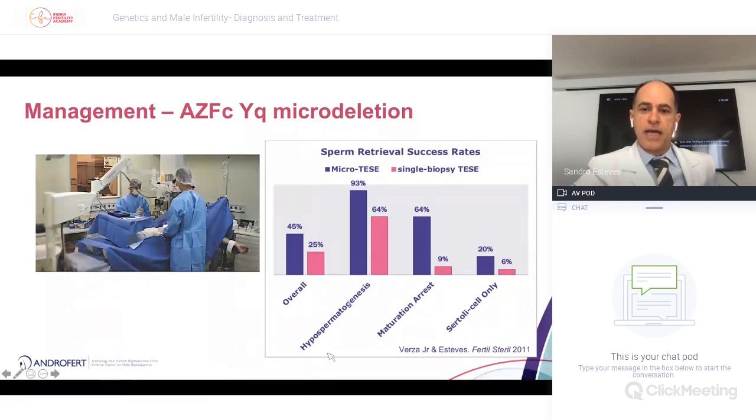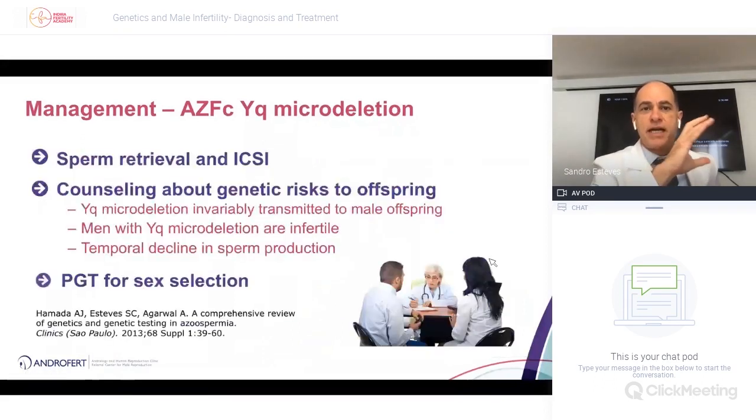So as you can see, a very high success rate in hypospermatogenesis, 64% in maturation arrest, and 20% in Sertoli cell only. Even in the worst case scenario, we can still find sperm in the testicle in patients with non-obstructive azoospermia using the operative microscope. So for AZFc, because I told you AZFa and b are, let's say, not candidates, but for AZFc, I can apply the sperm retrieval method.